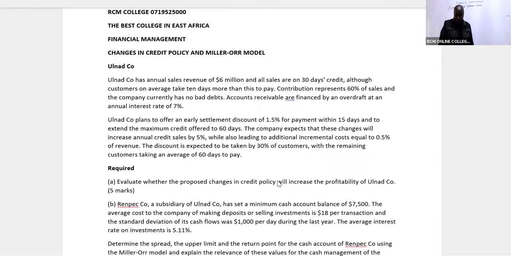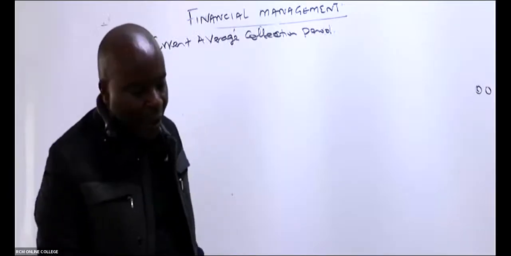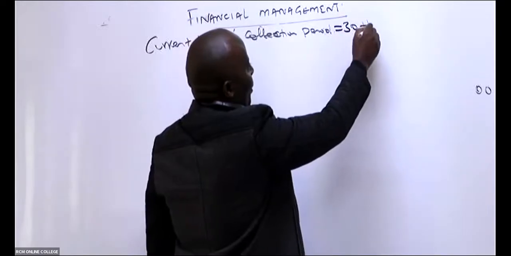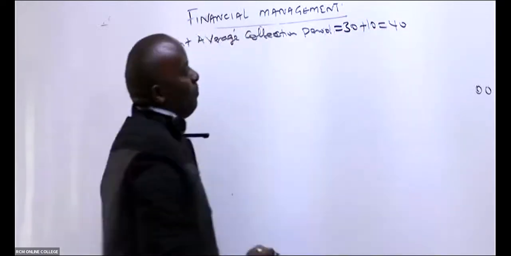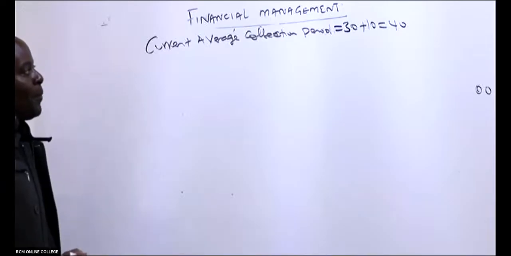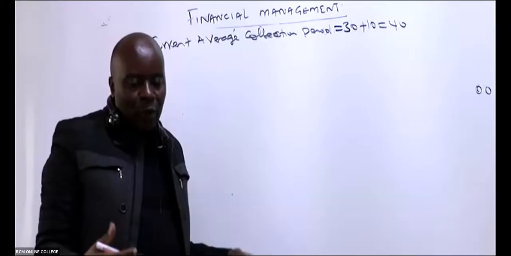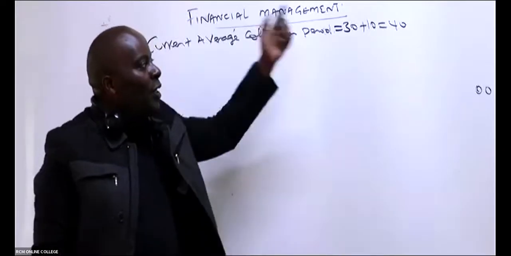Please read here. We are told that ULNAD company has an annual sales revenue of 6 million and all sales are on 30 days credit, although customers on average take 10 more days than this to pay. So then the average collection period will be 30 plus the extra 10 days, which gives me 40. Then go ahead and give me the current accounts receivable from this 40.